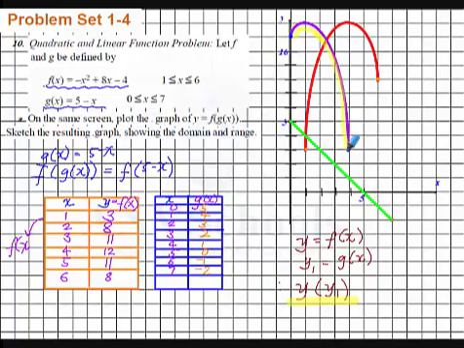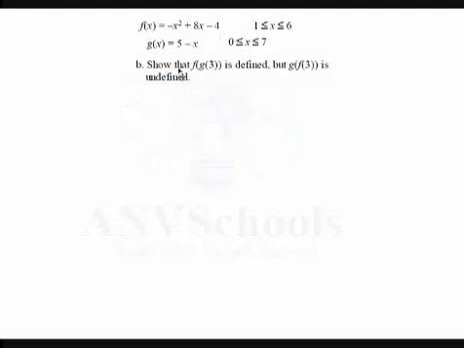Okay, now let's move on. Show that f of g of 3 is defined, but g of f of 3 is undefined. So using the same functions, we have f of x is equal to negative x squared plus 8x minus 4 under the restricted domain of 1 to 6, and g of x is equal to 5 minus x with a restricted domain of 0 to 7. Now, we have to get f of g of 3. What is our g of 3, by the way?